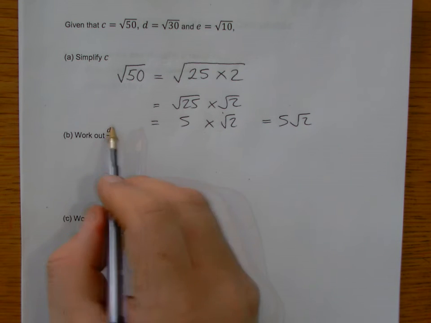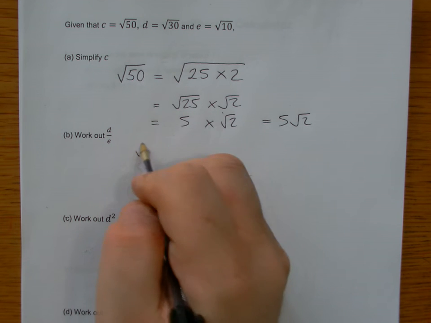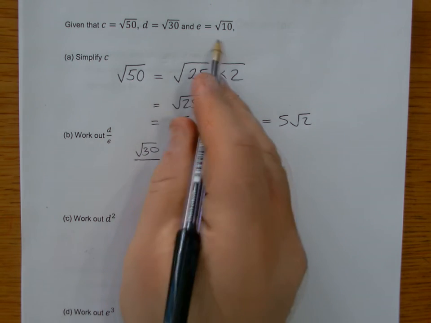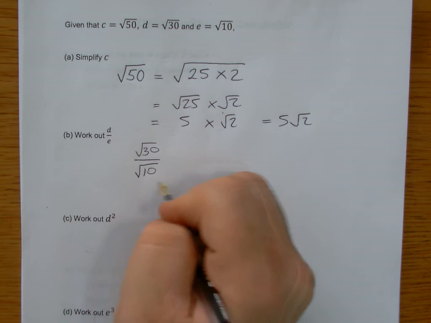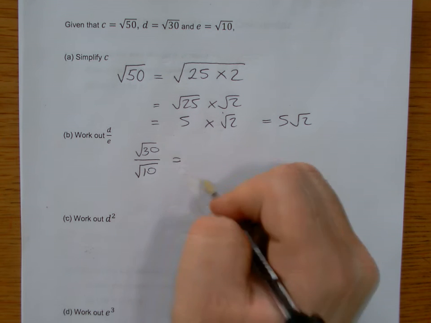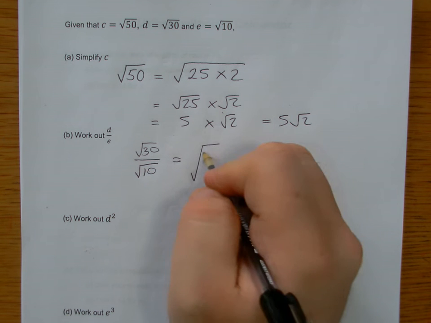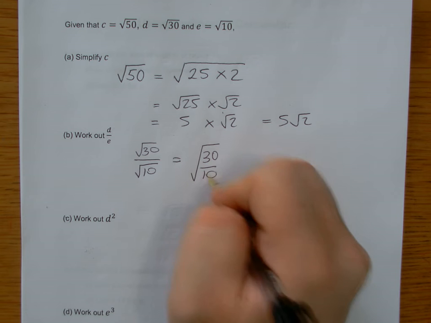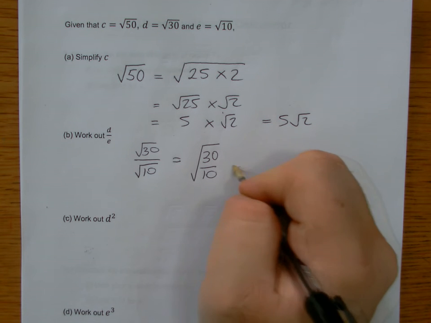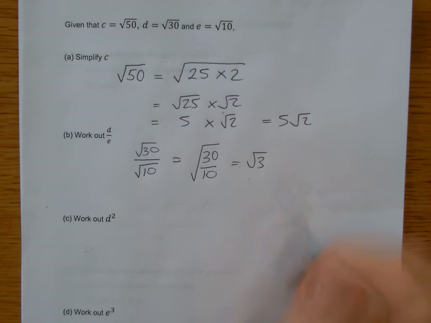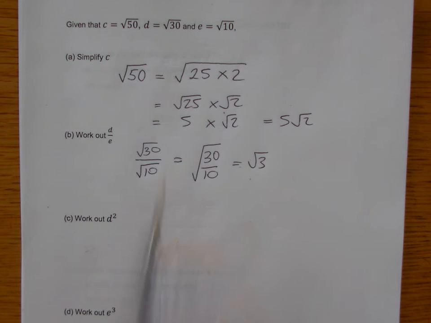With d over e, we've got to divide. d is root 30, e is root 10. So we're going to divide. Now remember, think back to the rule. When you're dividing, you can write it as one big surd and divide inside. So 30 divided by 10 then is 3. Okay, so you've got root 3.